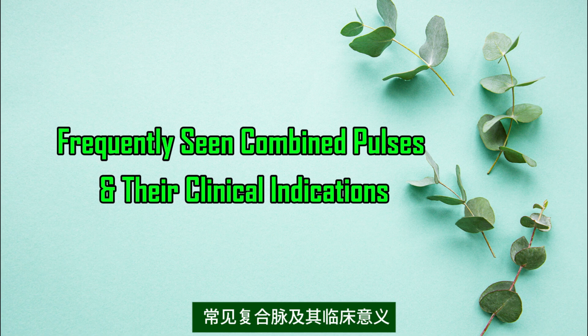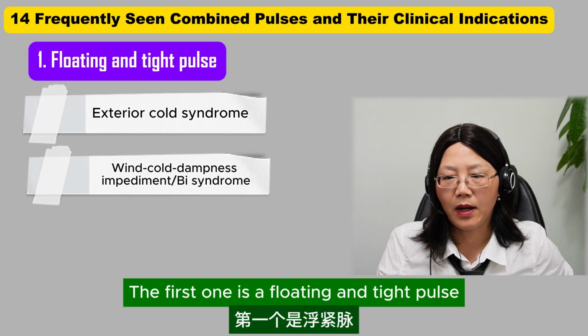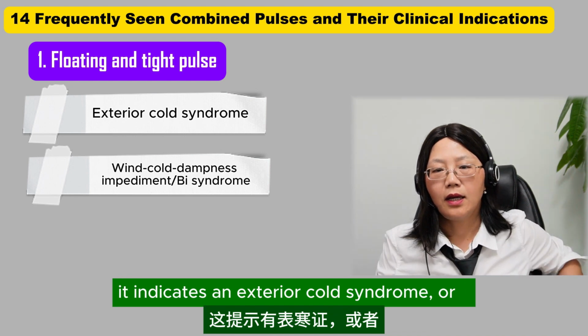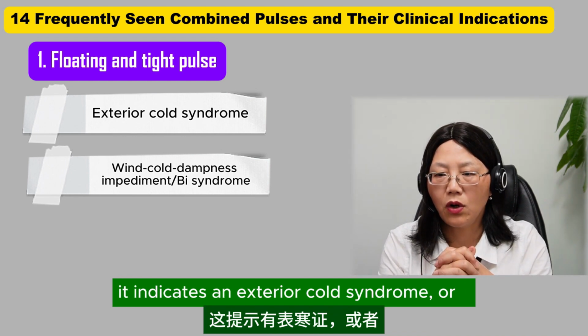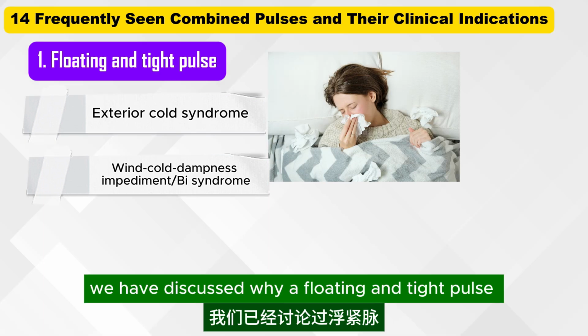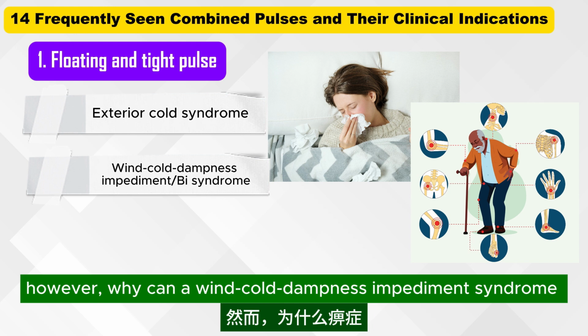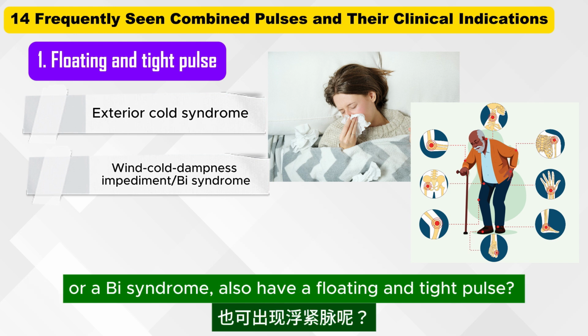Frequently seen combined pulses and their clinical indications. First one is a floating and tight pulse. It indicates an exterior cold syndrome or wind cold dampness impediment syndrome. We have discussed why a floating and tight pulse can be seen in an exterior cold syndrome. However, why can a wind cold dampness impediment syndrome, or a B syndrome, also have a floating and tight pulse?